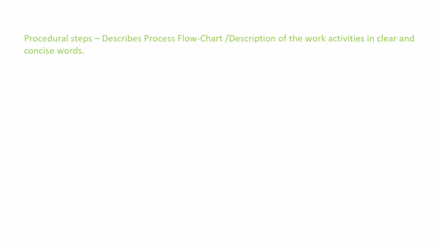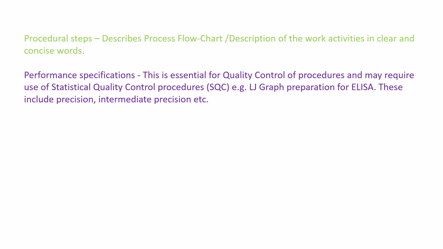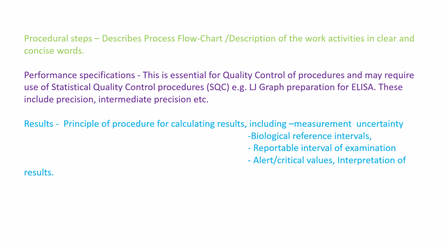Calibration. Next is the procedural steps. We have to describe the process, flow chart, description of the work, and activities in clear and concise words. Then performance specification. This is essential for the quality control of the procedure and may require use of statistical quality control, like the algegraph prepared for ELISA. So this includes precision, intermediate precision, etc.